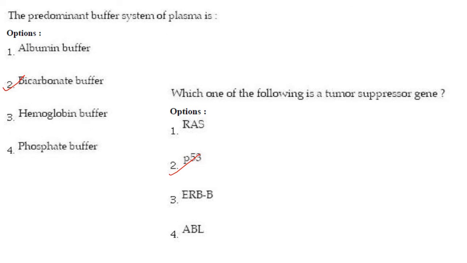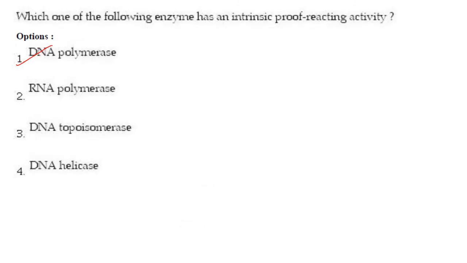Next one, the predominant buffer system of plasma is option 1 albumin buffer, 2 bicarbonate buffer, 3 hemoglobin buffer and 4 phosphate buffer. Answer is option 2 bicarbonate buffer. Next one, which one of the following is a tumor suppressor gene? Option 1 RAS, 2 P53, 3 ERBB and 4 ABL. Answer is option 2.